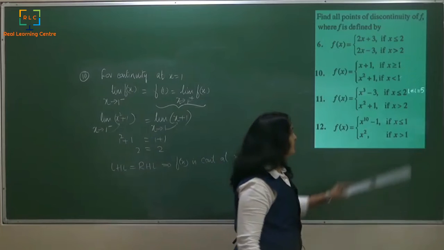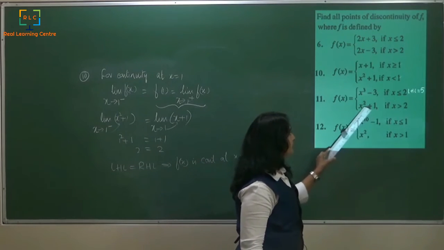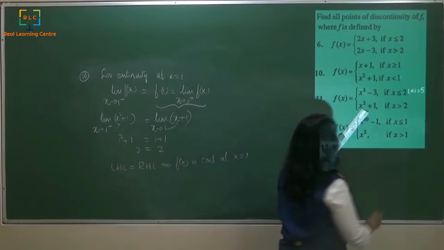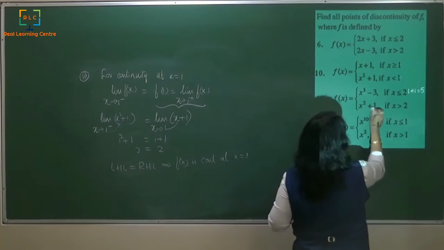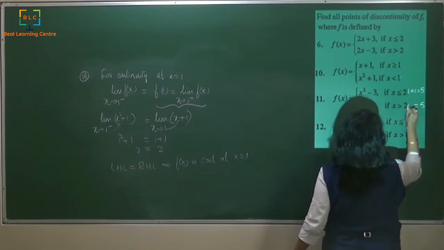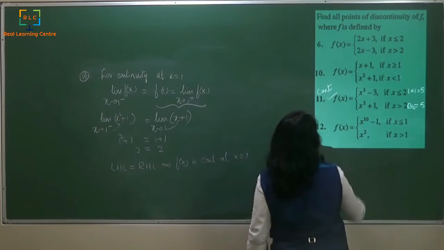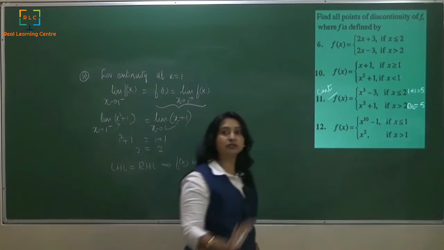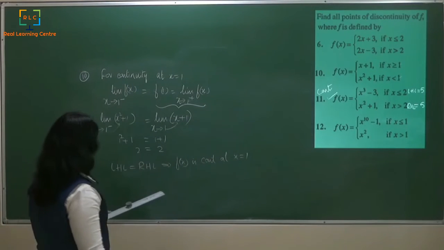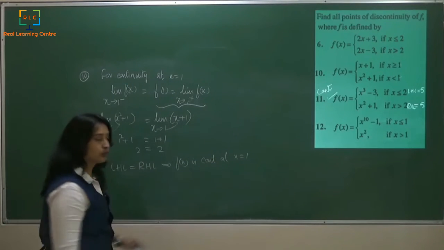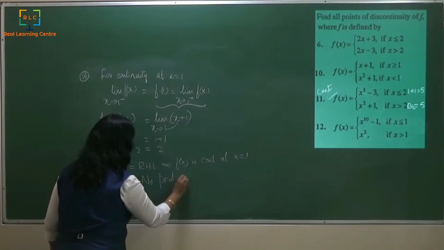Okay, RHL: when x is greater than 2, I have x square plus 1, I will plug in x is equal to 2 here. When I plug in x is equal to 2, 2 twos are 4, 4 plus 1, 5. RHL also is 5. So this function is continuous. There is no point of discontinuity at all. We forgot to write that point in the previous one. Let's come back here. f of x is continuous at x equal to 1. Therefore, no point of discontinuity.